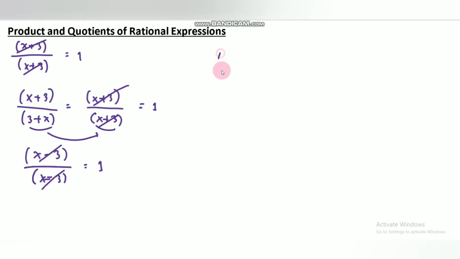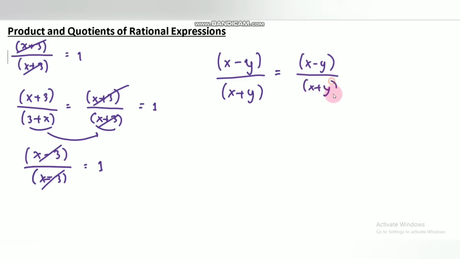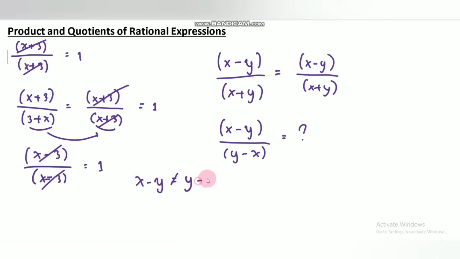But if I have x minus y over x plus y, these two are totally different, so you cannot do anything with this. You cannot simplify it, you cannot cancel it, so you just accept it the way it is. But how about x minus y over y minus x? Notice that they are not the same, since the commutative axiom is not for subtraction.